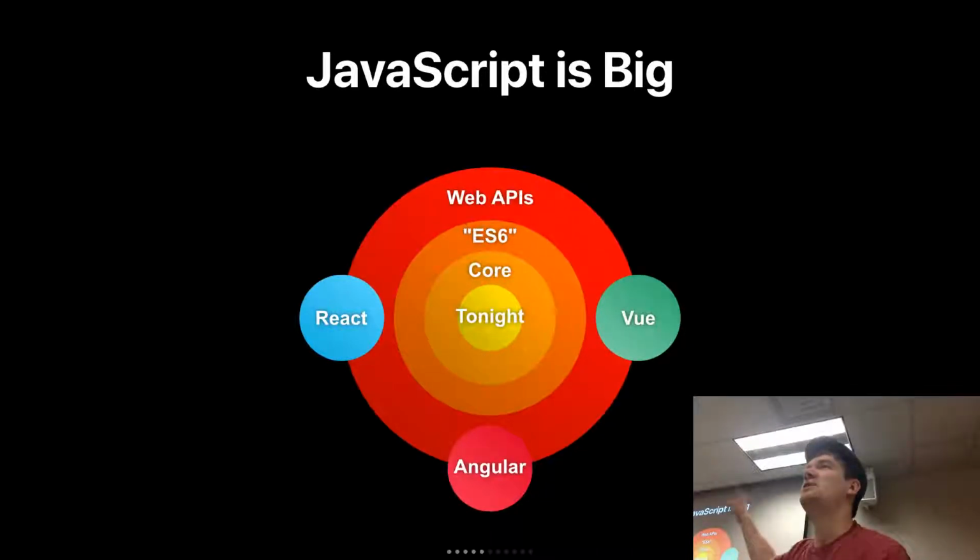Then outside of that, you have the web APIs, which is the stuff that lets you interact with websites and web browsers and that sort of thing. And there's a whole bunch of stuff involved in that, which I'm not even going to touch tonight very much. And then finally, I put the 3 most popular JavaScript libraries out there.